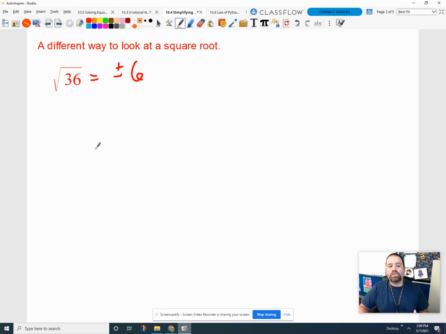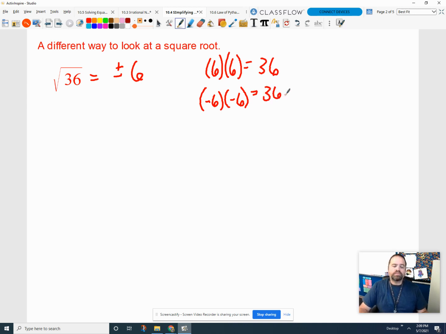The reason why you get two answers: if you take positive 6 and you multiply it by itself, you get the number that was under the root. Same thing here. I take negative 6 and multiply it by negative 6. If I square it, I get, again, the number that was under the root.